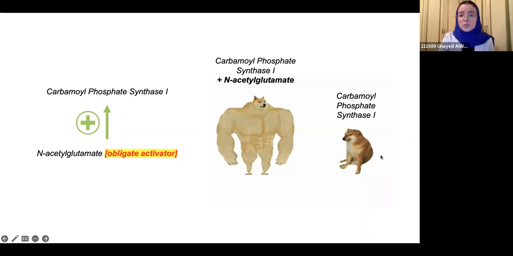So here, this is what carbamoyl phosphate synthetase 1 would look like without its obligate activator. It can't do anything. The reaction's not going to happen. You won't have carbamoyl phosphate. But then you add the obligate activator, so we have carbamoyl phosphate synthetase 1 with N-acetylglutamate. And finally, your reaction can proceed. Remember, this enzyme does not work without N-acetylglutamate. In other words, without N-acetylglutamate, the first step of the urea cycle can't occur, so you won't have the entire urea cycle.